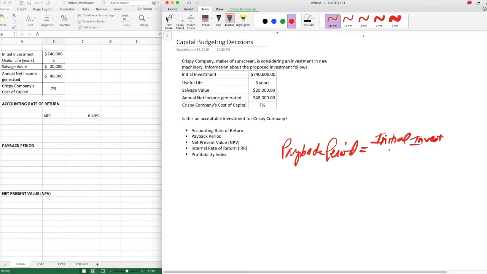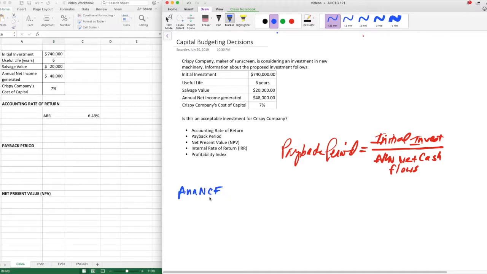What are we going to spend? And we're going to divide that by the annual net cash flows generated by this piece of machinery. Now, we don't know that number at this point. We need to calculate the annual net cash flows.